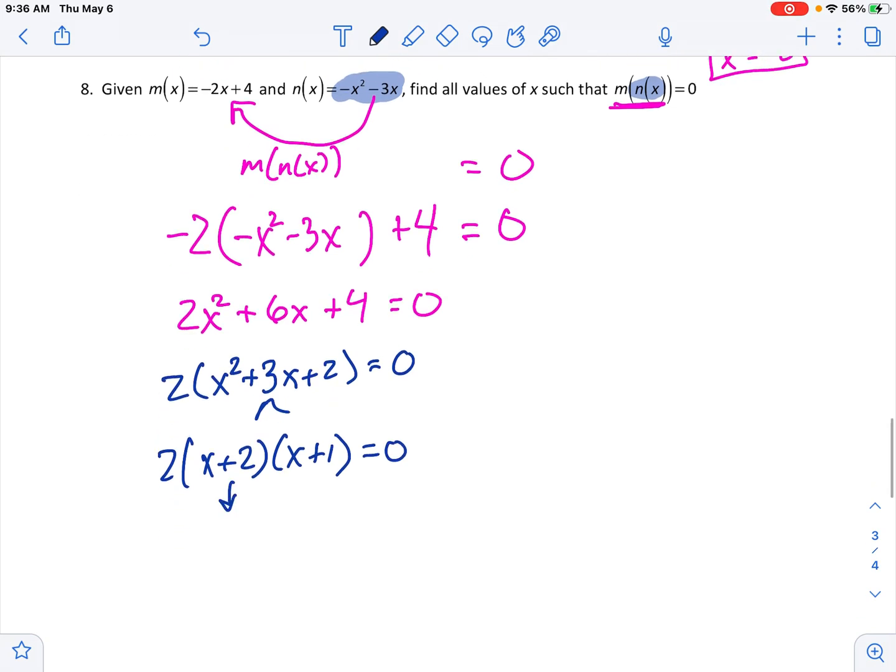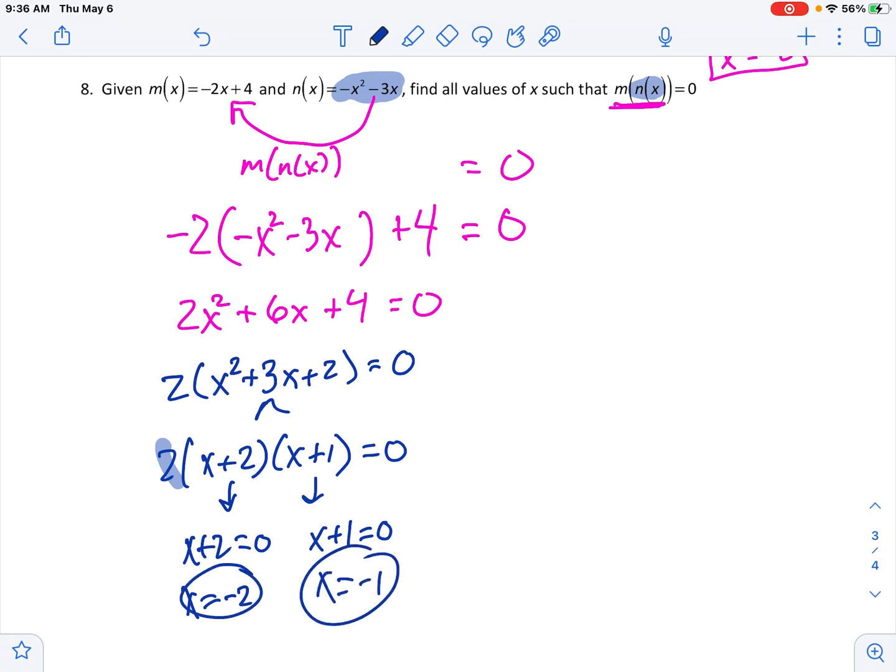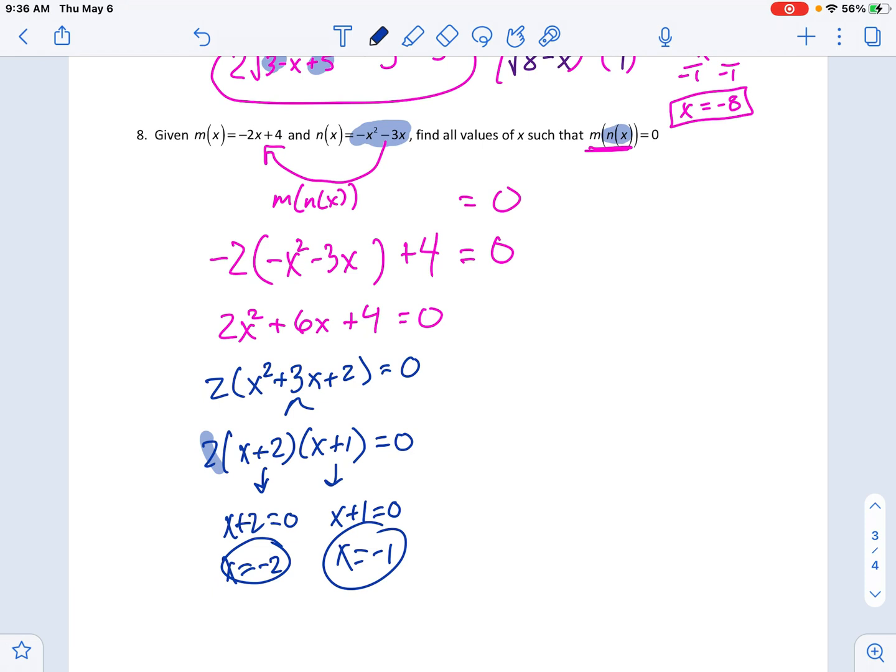And then you have to set both parts equal to 0. The 2 you don't have to worry about because it doesn't have a variable on it, right? But x plus 2 equals 0. x plus 1 has to equal 0. So x is going to equal negative 2, and it's going to equal negative 1. 2 answers for x, both of which, if you plug them into the n function separately, you would get an answer out that then could be plugged into the m function that would each separately give you a value of 0.